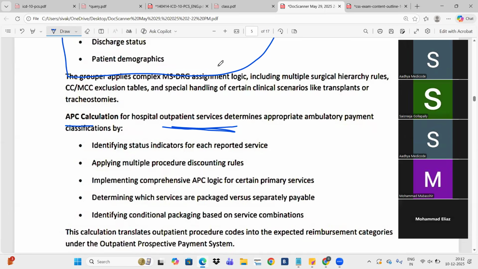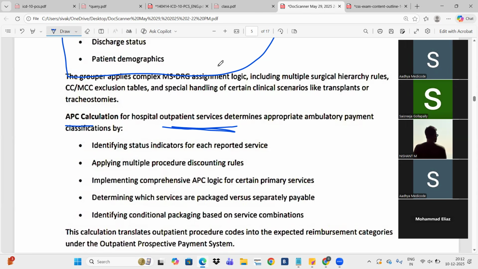APC calculation. A patient is admitted to the hospital, stays 2 days and is discharged. Under what payment methodology will they get the reimbursement? MSDRG. CPT codes fall under which payment methodology? APC. CPT means outpatient procedures, no? Like this, they will ask, okay?